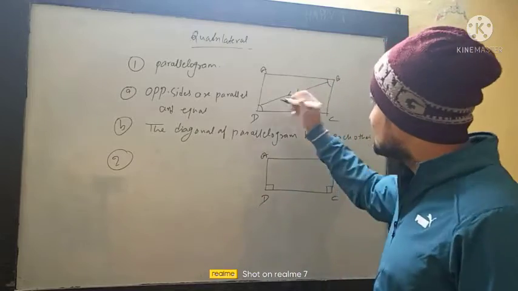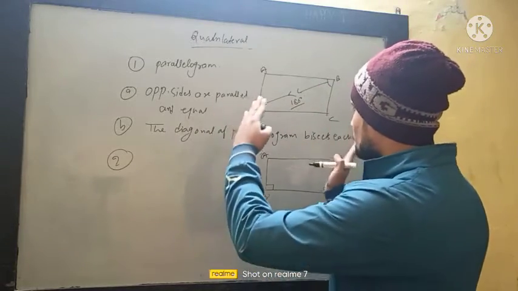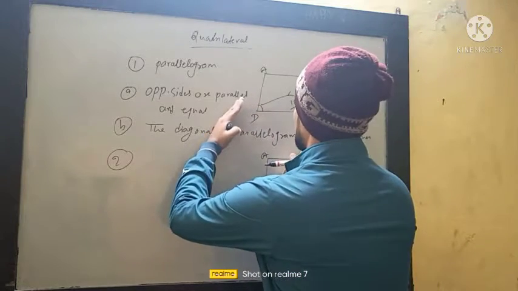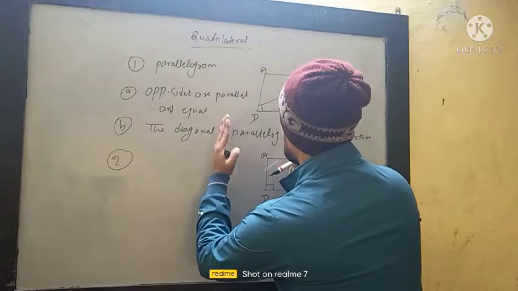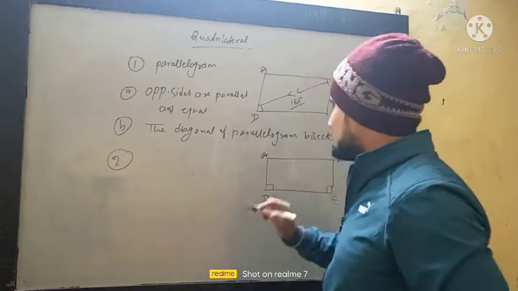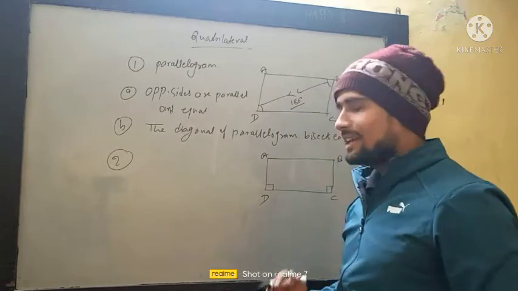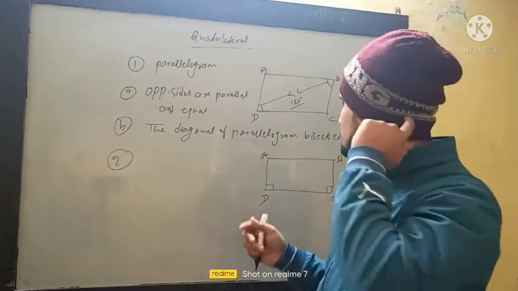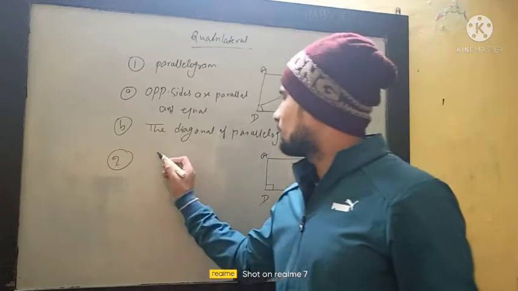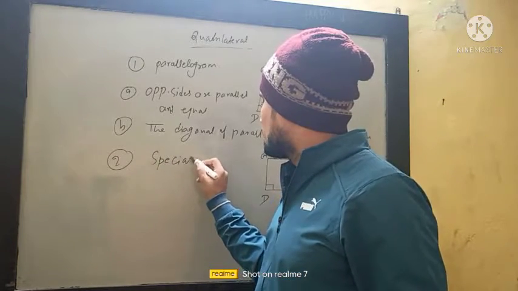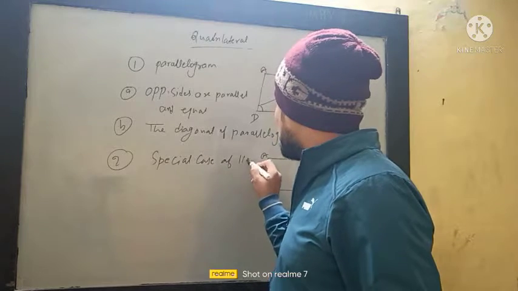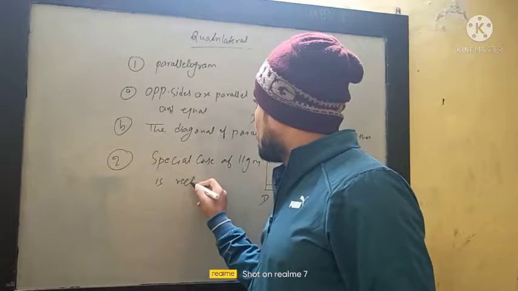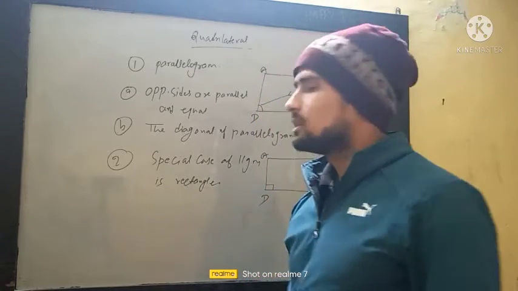If you rotate this parallelogram in this way, we clearly see that at a particular time the angle becomes perpendicular. This is the special case in which we form a rectangle whose angle is 90 degrees. So we can clearly say that the special case of a parallelogram is the rectangle.